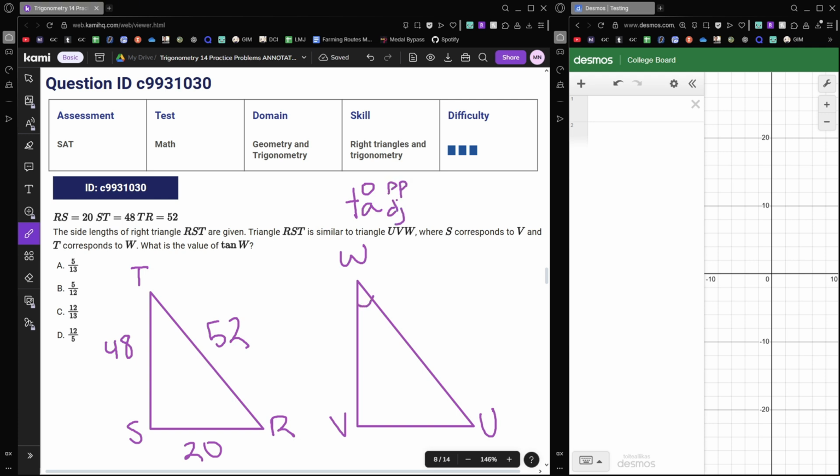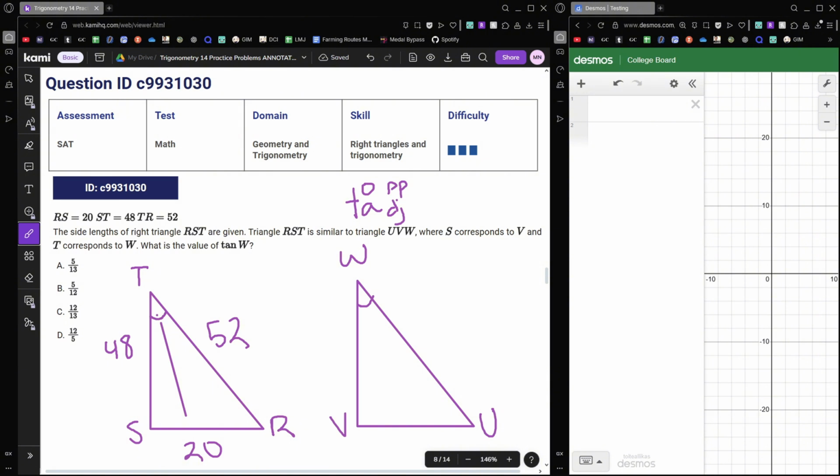So here's angle W, and once again, we don't have any side lengths in this triangle at all, but we do know that angle W corresponds to angle T, which means that they'll have the same trigonometric ratio because they have the same measure. So basically, tangent of W is equal to tangent of T. So let's go ahead and find out what tangent of T is.